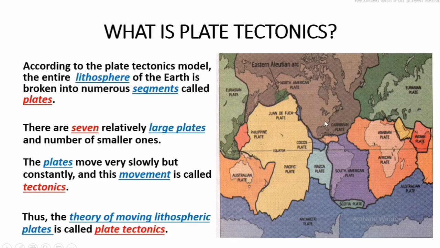So what are the different plates on the map? We have the large plates, which are the North American plate, the Pacific plate, the Antarctic plate, the South American plate, the Eurasian plate, the African plate, and the Australian plate. We also have small plates like Juan de Fuca plate, Cocos plate, Caribbean plate, Arabian plate, Nazca plate, Philippine plate.